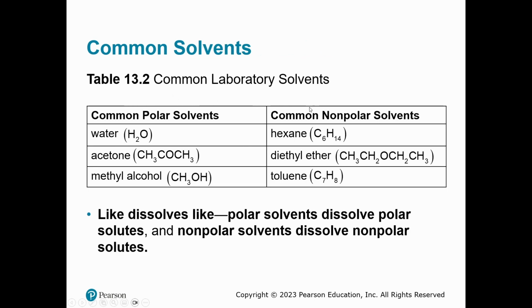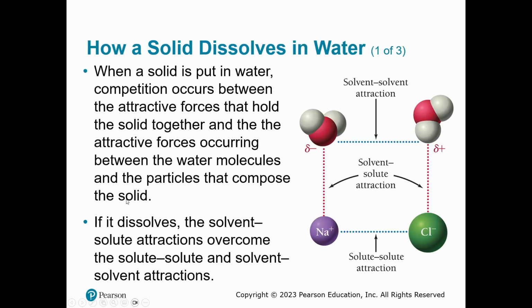Here's just another table with common solvents. So here we have our non-polar solvents, things that would dissolve fats or oils. Here are our polar solvents, things that will dissolve ionic compounds or be miscible in water. So remember, miscibility is the solubility of two different liquids. And so if we have two miscible solvents, we'll have a homogeneous solution.